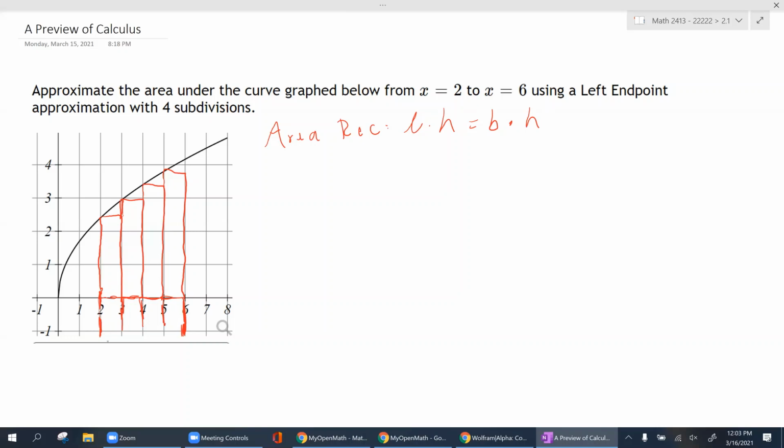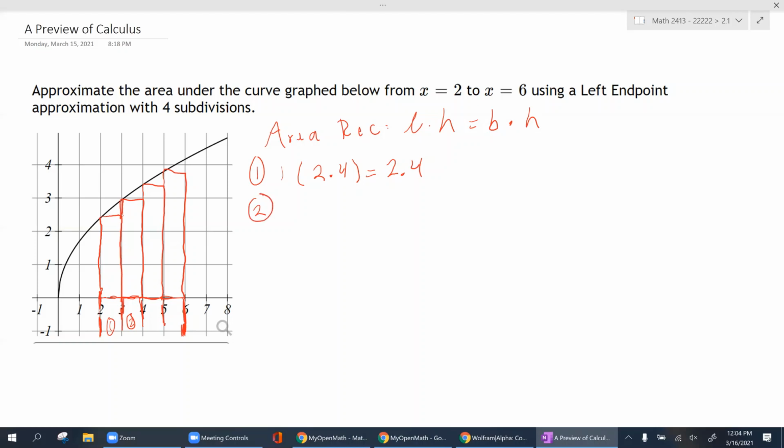So for this first one, my base is 1, because the difference between 2 and 3 is 1, or you can say 3 minus 2. So that is going to be 1 times my height. My height is about, it's not 2.5, but it's slightly lower, so I'll say 2.4. It's approximately 2.4. So the area for that rectangle is 2.4. Let's go on to the second one.